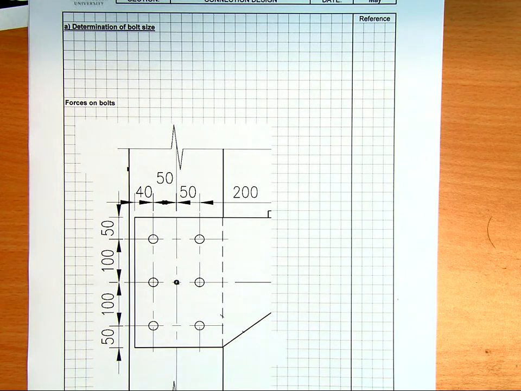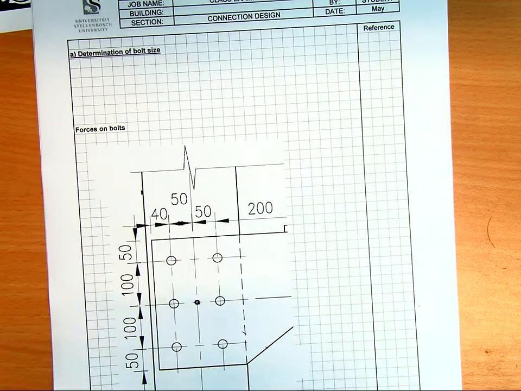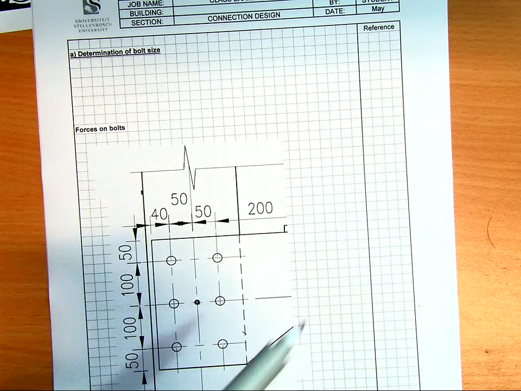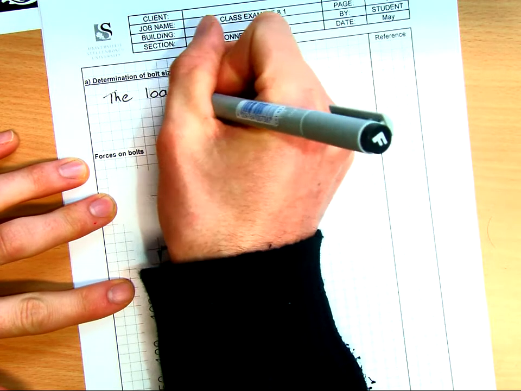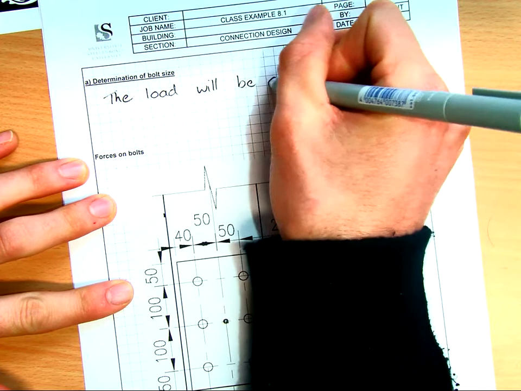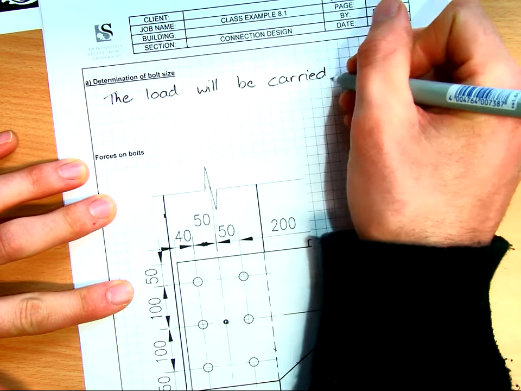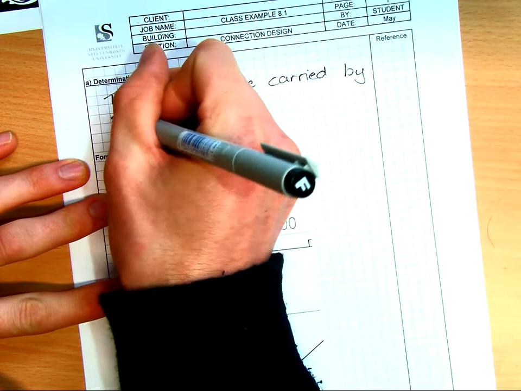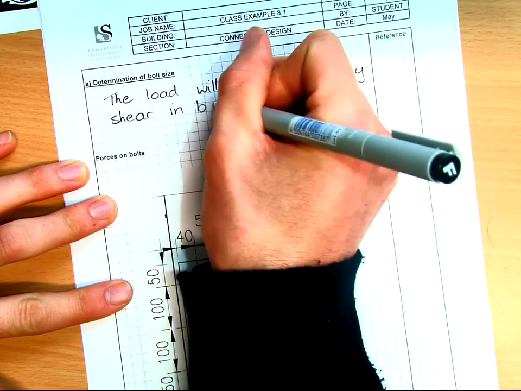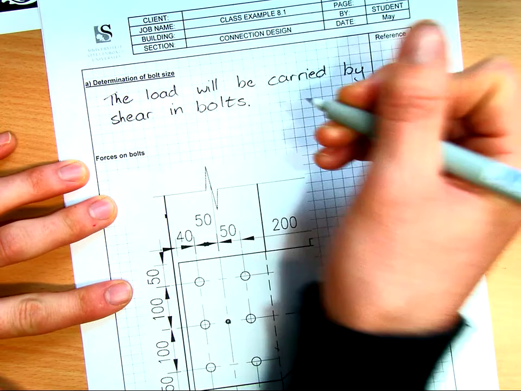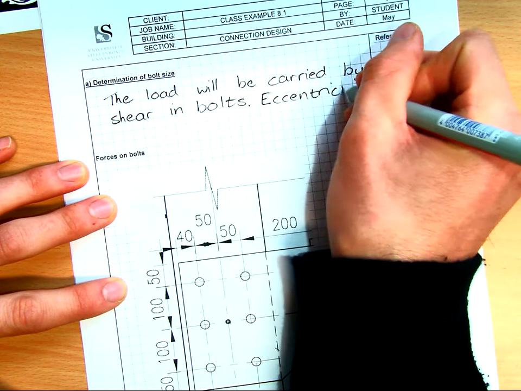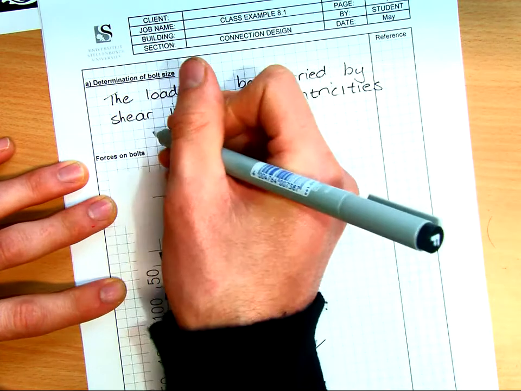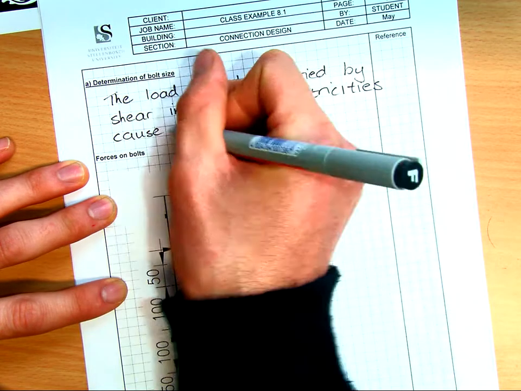Firstly, we need to make sure we understand what is happening in this problem. Now, firstly, determination of bolt size. We need to know what sort of load. I'm just going to make a note there. The load will be carried by shear in bolts, because it's going to try to shear through the bolts each side. And just be careful, there are two sets of bolts, one each side of the column. But also the eccentricities of each force relative to the center of rotation cause moments about the center of rotation.